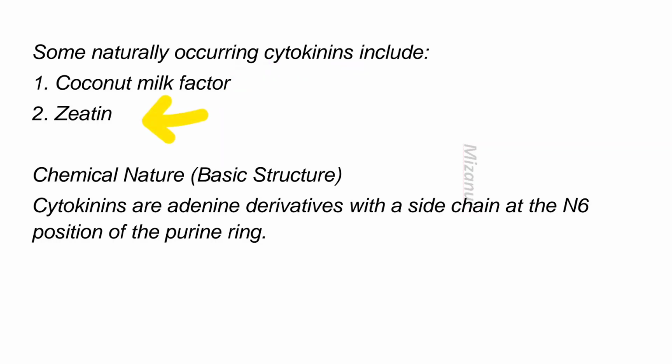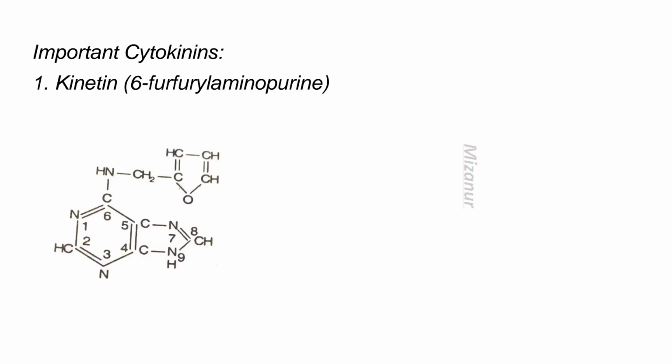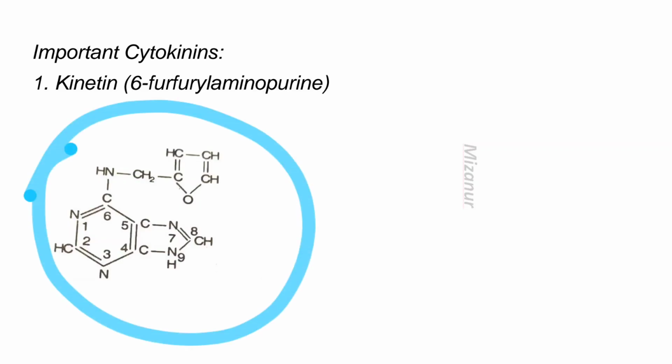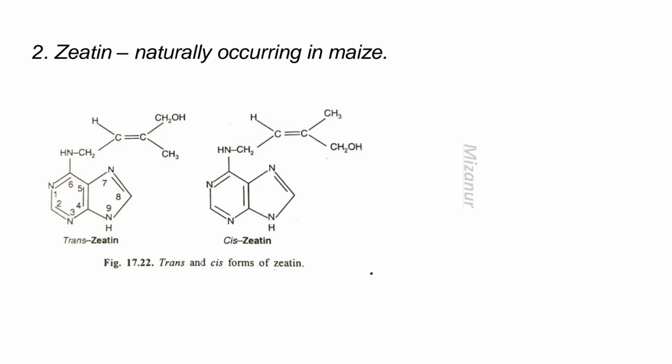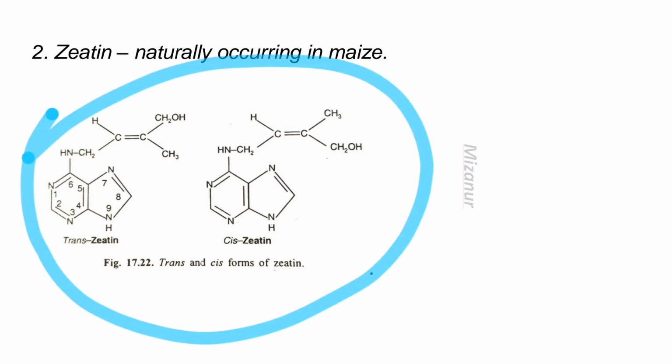The chemical nature of cytokinins: they are adenine derivatives with a side chain at the N6 position of the purine ring. The important cytokinins are number 1, kinetin. This is the structure of kinetin. And number 2, zeatin, naturally occurring in maize. This is the structure of zeatin.